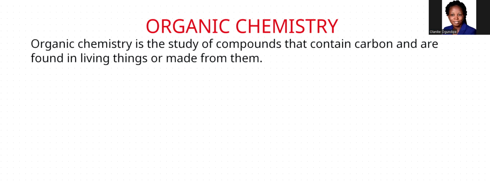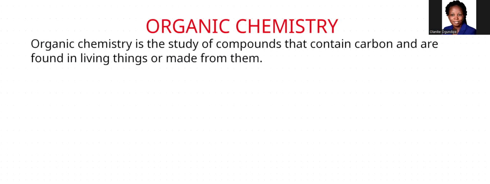Organic chemistry is just the study of compounds that contain carbon, and they are compounds that are found in living things, or compounds that are said to be made from living organisms. So any compound that contains carbon and that can be found in or made from living organisms is known as what? Organic compounds. And the study of these compounds is what organic chemistry is all about.